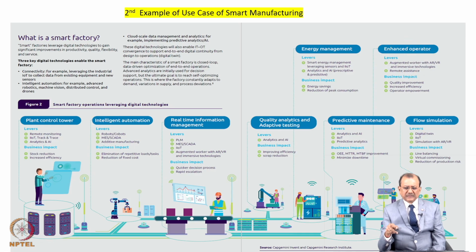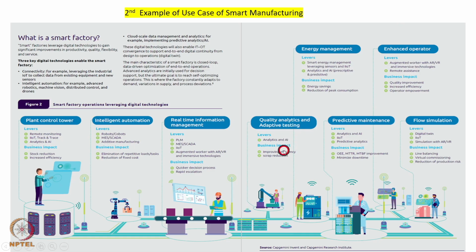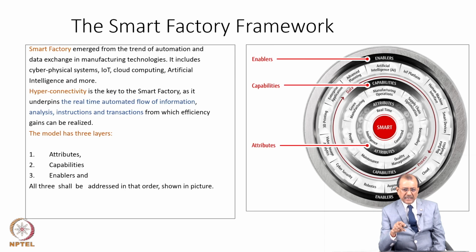So this is a many picture. In one picture I will say any company who wants to make smart manufacturing happen has to think about the development of these kinds of outcomes, like quality analytics and adaptive testing. All these things are part of any smart manufacturing company. I am briefly touching on the framework.